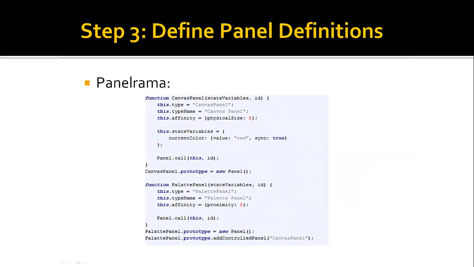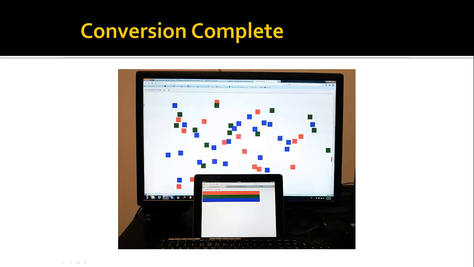Finally, and most importantly, developers need to define the definitions of the panel, including its name, its automatic allocation scores, and any state variables that need to be synchronized. When all three steps are completed, we have successfully converted the application to make use of Panelrama, reusing the majority of our application and making only minimal changes.